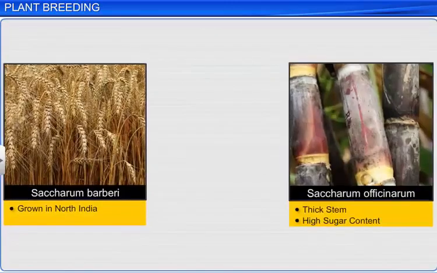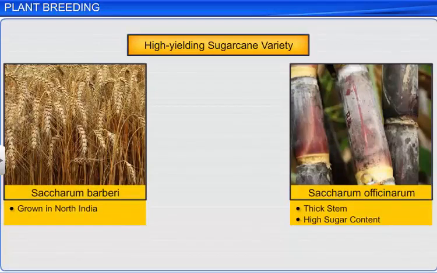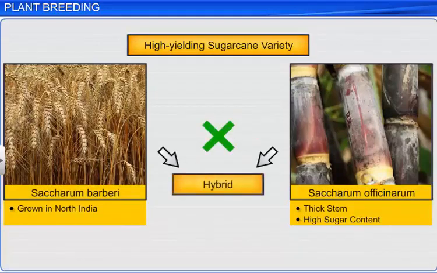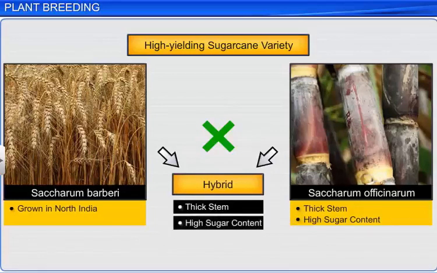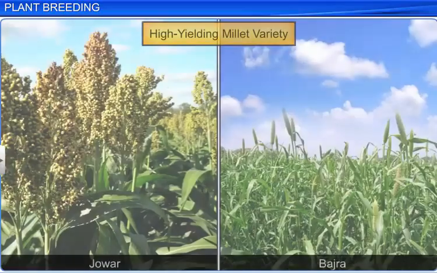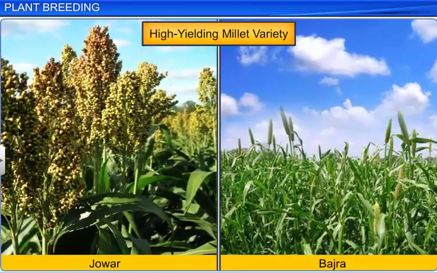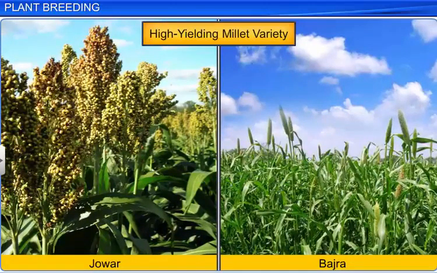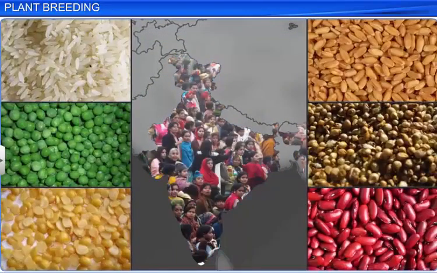In the case of sugarcane, Saccharum barberi and Saccharum officinarum were crossbred to get a hybrid. The hybrid obtained had both the characters of its parents, such as a very thick stem with higher sugar content, and the ability to grow in northern parts of India. Similarly, high-yielding hybrids of millet, such as Jawar and Bajra, which are resistant to water scarcity, were also developed in India. In this manner, through various plant breeding techniques, many high-yielding crops were developed that helped boost Indian agriculture.